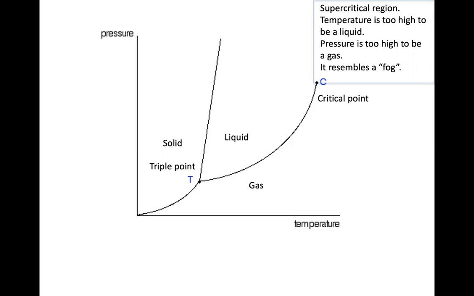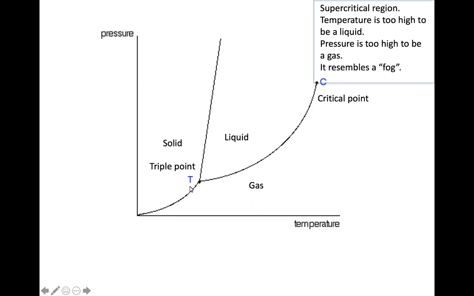A lot of times students ask, well, what does this look like? You can reach this in the lab without that much work. And in fact, if you have a window so you can look in, it sort of looks like a fog. In a way, a fog is a combination of a liquid and a gas, and that's what it resembles. That's in this supercritical region, beyond the critical point.